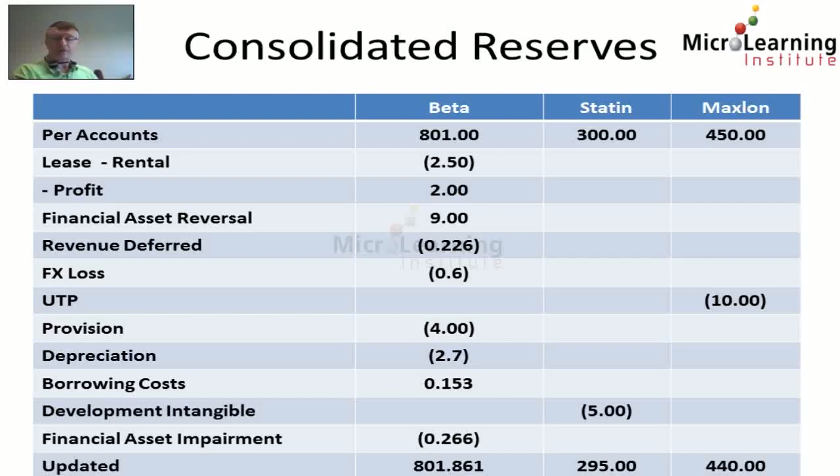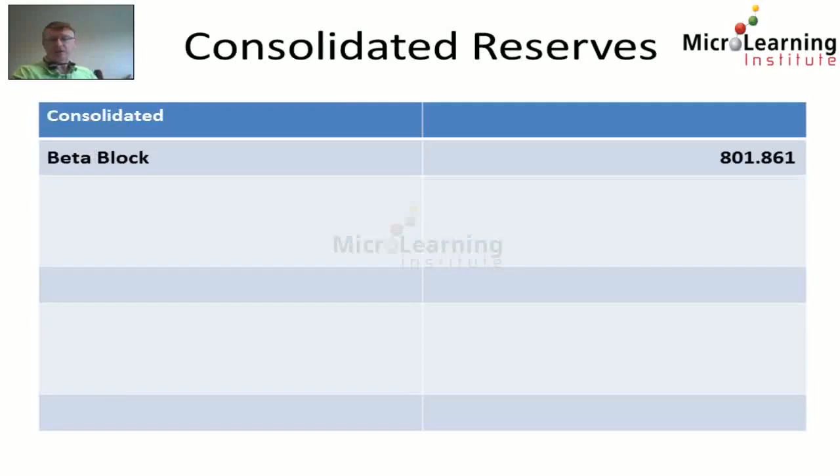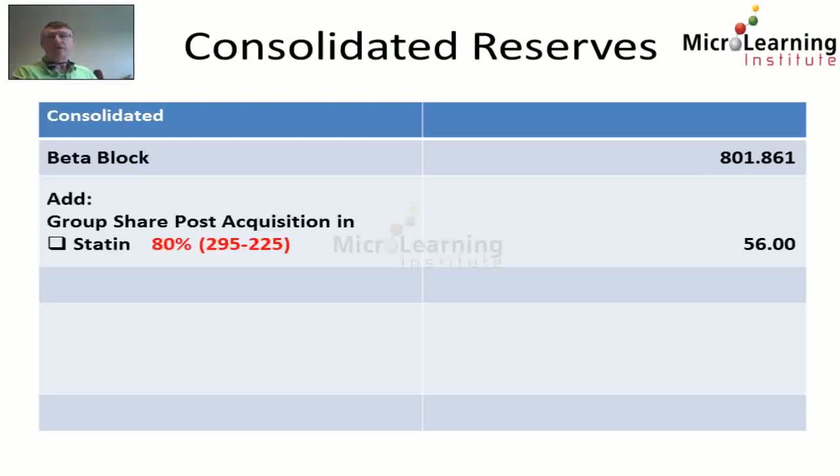Now that we've got the updated reserves, we can consolidate these reserves. 100% of Beta's reserves will be consolidated, plus the group share post-acquisition in Staten. So Staten's reserves from the previous working are 295, and if we look at acquisition, they were 225, and 80% is the group share. So we consolidate 56 of the group share in Staten, and also 30% of the movement in the reserves of Maxlon. And of course the updated reserves are now 440, whereas the reserves of Maxlon at acquisition were 390, so we consolidate 15 from Maxlon.